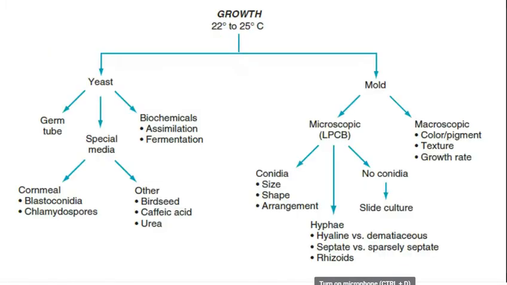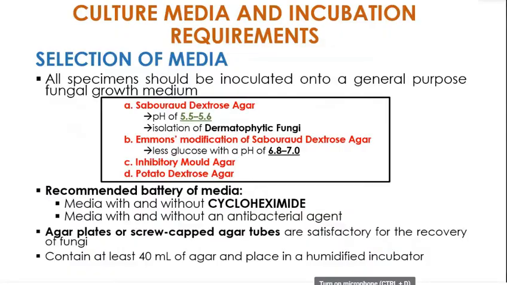So, yan yung ating algorithm so that you can go back to this later on. Pag binigyan ko kayo ng case, iti-trace nyo lang, tapos alam nyo na kung sa cornmeal ba, nag-produce ba siya ng blastoconidia, chlamydospore? O sa iba, kasi meron din tayong general agars, meron din tayong differential agars sa mycology. Okay, so culture media and incubation requirements. So sabi nga natin kanina, you should be able to select din. Sabi ko nga, meron tayong general purpose agar, meron din tayong selective, meron din silang differential.